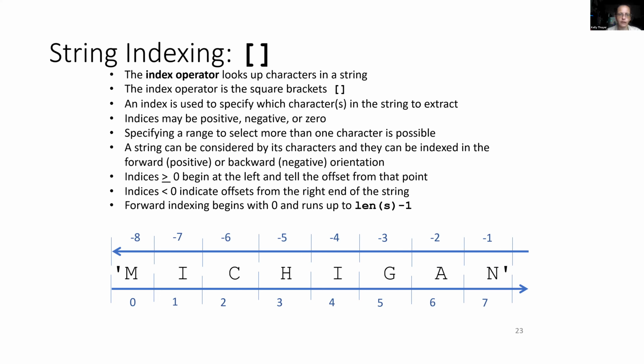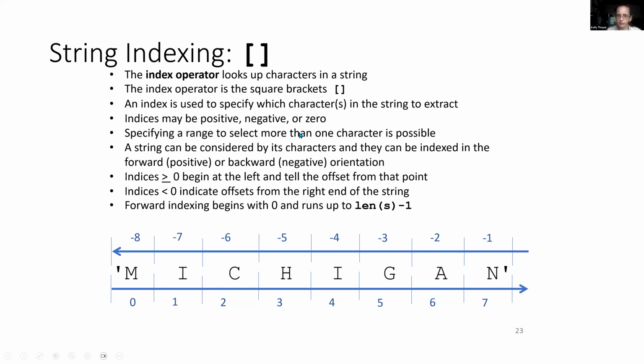So the operator looks up characters in a string. We're going to use these to see if we can pull out a particular character in that string. The index operator is those square brackets. An index is used to specify which character or characters in the string to extract. So it's going to return whichever characters you have selected. And then, of course, it's up to you to capture them in a variable and then do something else with them, or use composition to have that inside of something else.